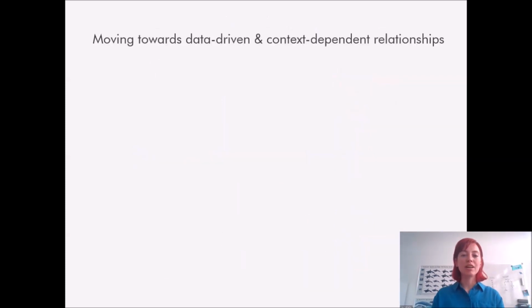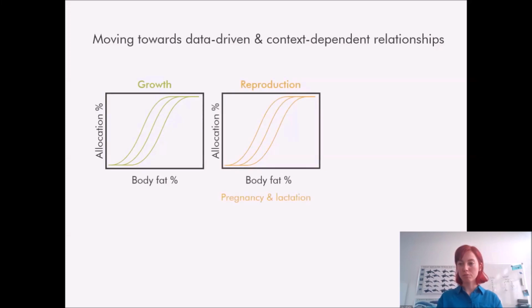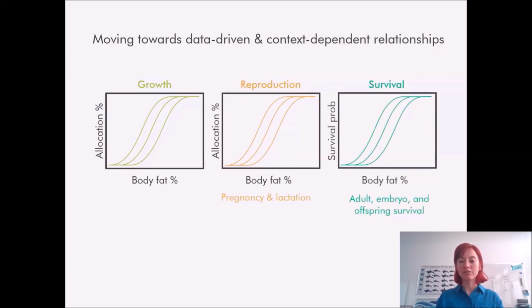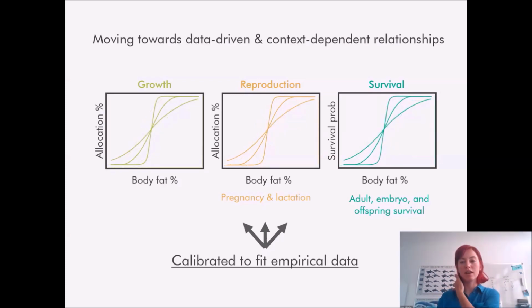All right. So in this model, we're trying to develop some different context-dependent relationships for how allocation can occur based on an animal's body condition. Allocation to growth, reproduction, both pregnancy and lactation, and survival of adults, embryos, and offspring are all driven by these curves, and these are all calibrated to fit empirical data. You can describe them in different ways, but the curves can shift and change in steepness depending on how well they fit the empirical data.